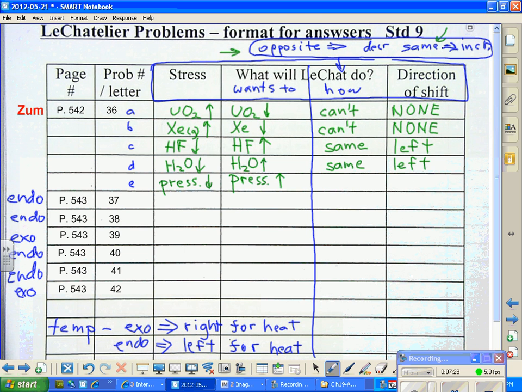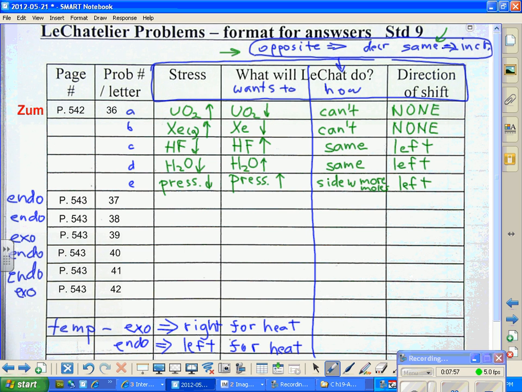So we want to increase the pressure. We've got to go to the side with more moles. Okay, more moles is on the left, and so the shift in this case will be to the left. Boy, we're going to the left a lot, aren't we? Okay, that takes care of problem number 36. Let's go to problem number 37.